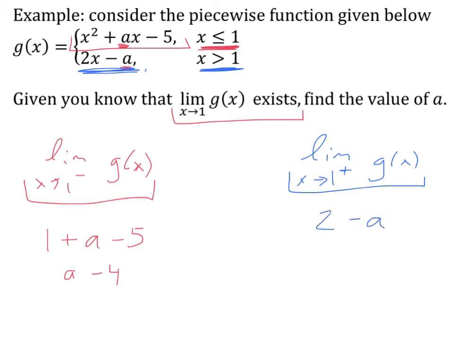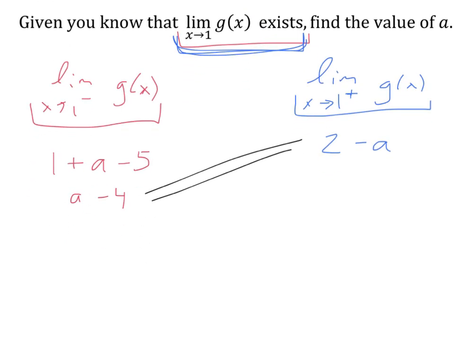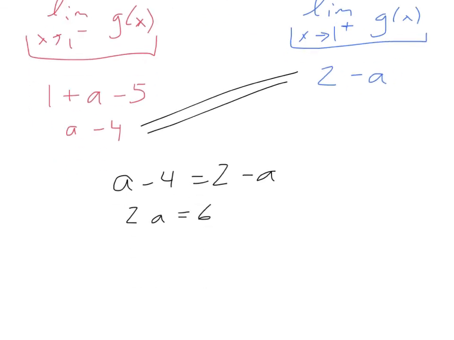Now the idea is, if I know this limit exists, then these two things have to be equal to one another. Longest equal sign ever. Right? So I'm in a position now where I have a minus 4 equals 2 minus a. If I move things around a little, I'll end up with 2a equals 6. And that brings me to the idea that a has to be 3. And that's it. You're done. And that's the end of the problem.